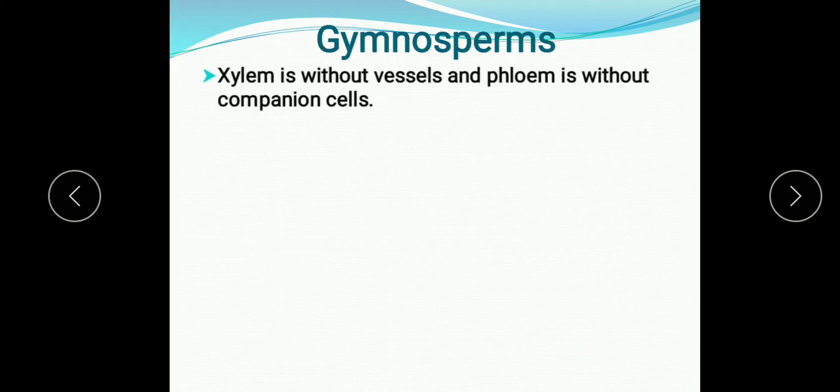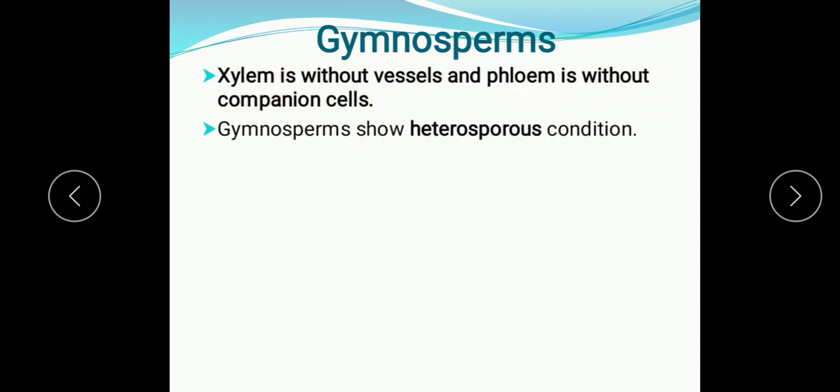Then the xylem which is present here is without vessels, and phloem is without companion cells. So xylem and phloem vascular bundles are there, but some of the features are lacking, like the xylem is without vessels and phloem is without companion cells.